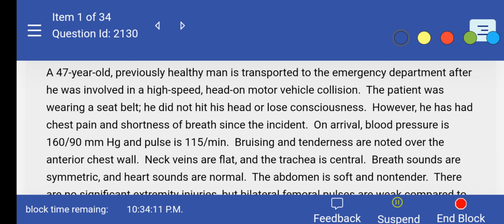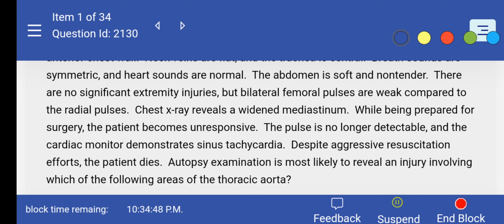On arrival, blood pressure is 160 by 90 mm Hg and pulse is 115 per minute. Bruising and tenderness are noted over the anterior chest wall. Neck veins are flat. Trachea is central. Breath sounds are symmetric and heart sounds are normal. The abdomen is soft and non-tender. There are no significant extremity injuries, but bilateral femoral pulses are weak compared to the radial pulses. This is important. Note this point.